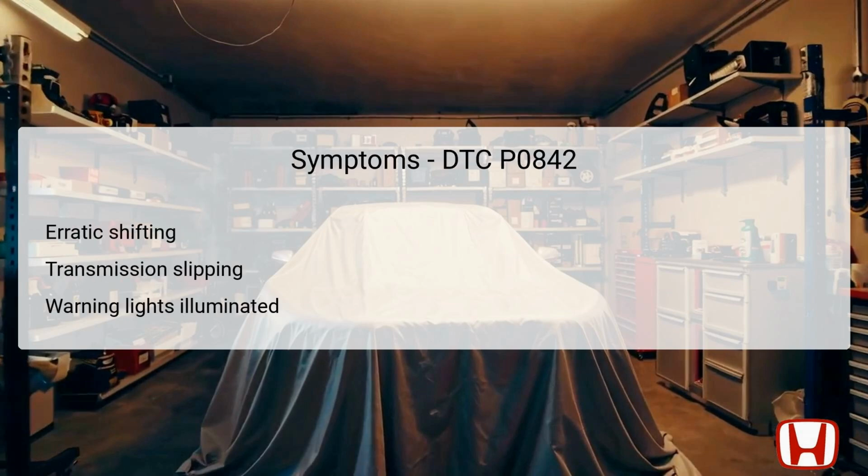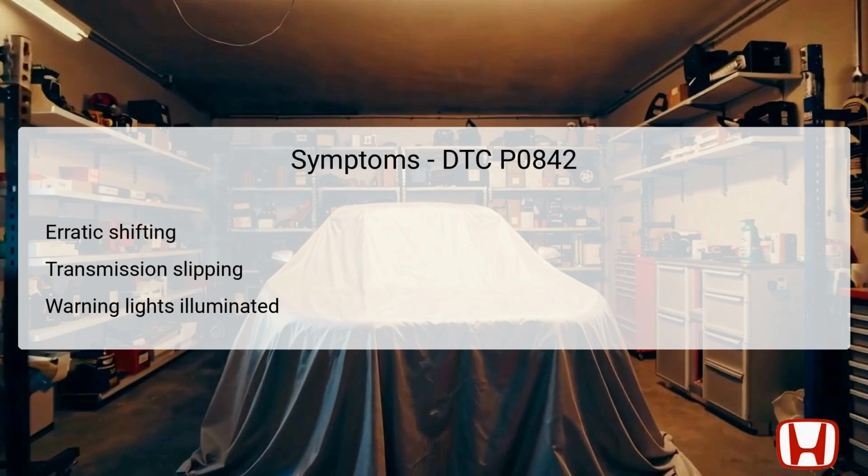Drivers may experience various symptoms as a result of DTC P0842 being triggered. One of the most noticeable symptoms is erratic shifting behavior, where the automatic transmission may change gears unexpectedly or fail to shift at all under certain conditions. This irregular behavior can lead to generally poor driving experiences.